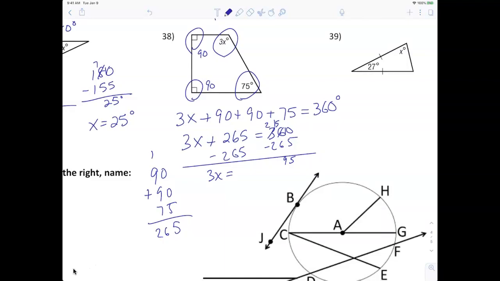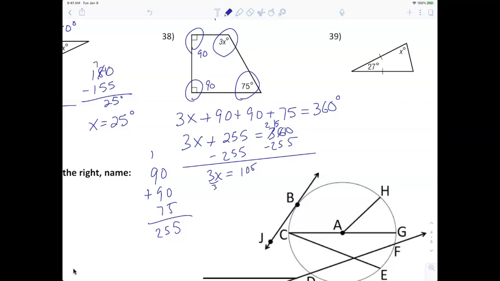Oh, wait a minute. I made a mistake on that, Maddie. Sorry, 180, 265. So see, Maddie, everybody makes a mistake. That should have been 255, kiddo. Okay. So that should have been 255. So 255. Alright? And now when you subtract, sorry about that, kiddo, that's 105.